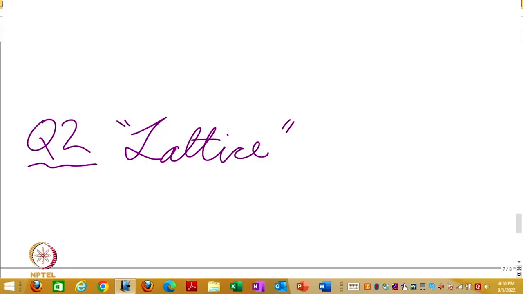mistake of mixing up, calling lattice where they should have called crystal, and calling it crystal where they should have called it lattice. We will see the examples later, but let us first define. So, what is lattice? How is lattice different from crystal?